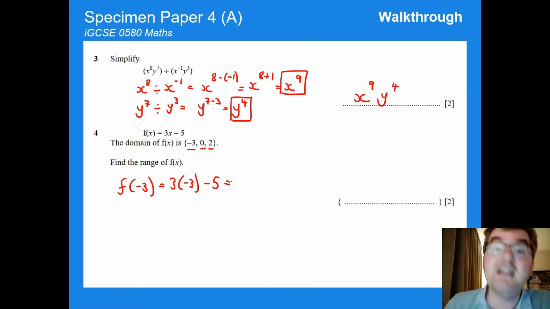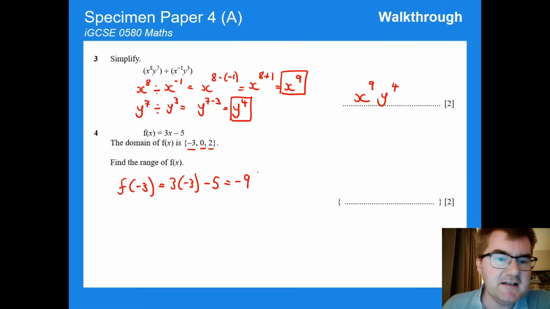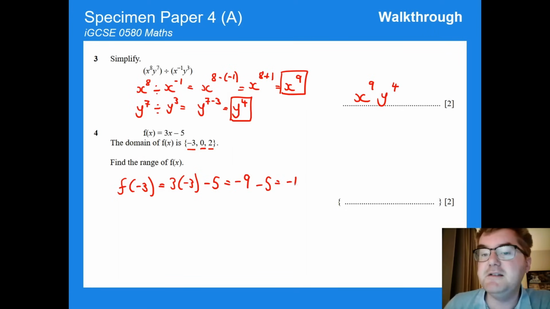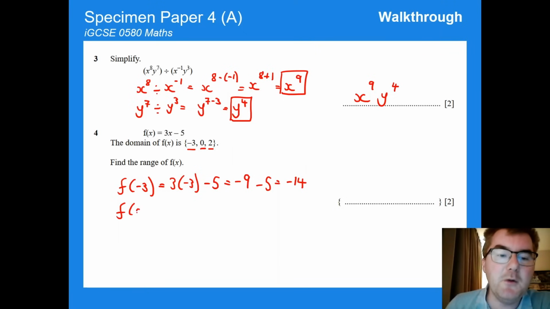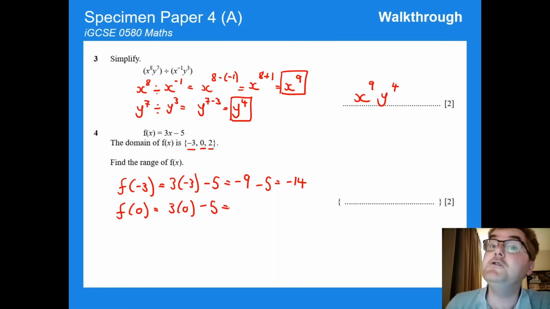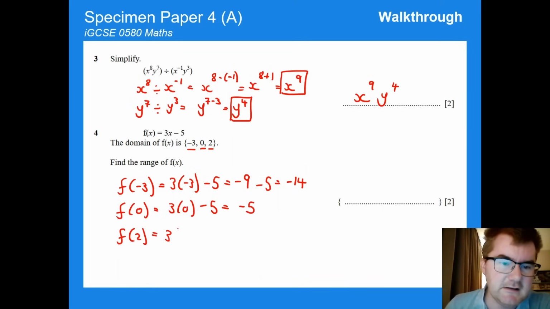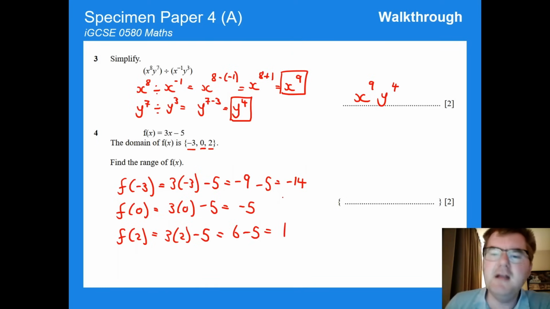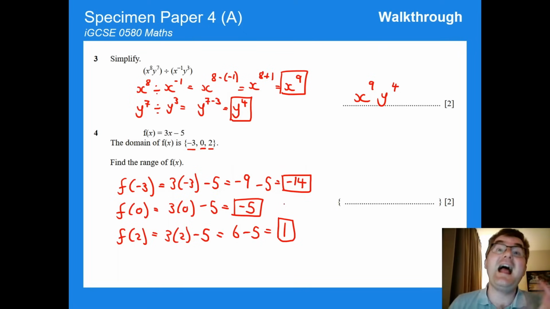If we work this out, again, you've got a calculator if you so wish. That's going to give us -9 minus 5. That's -14. And we do the same with each number. Again, you don't have to write out these steps, but it's quite useful to do so to build your confidence. So 3 times 0 is 0, that gives us -5, and then we put the 2 in. And that gives us 3 times 2 is 6, 6 minus 5 is 1. Now, what have we actually worked out from these numbers? -14, -5, and 1. That is the range of the function. It's the output values. So all we do is just list them.